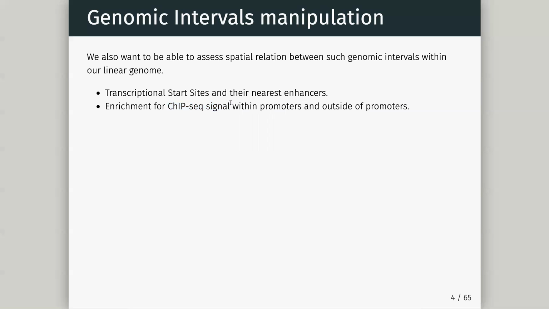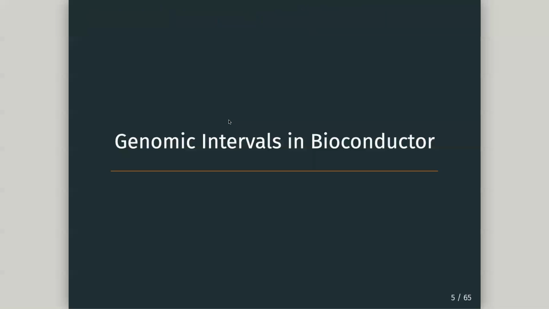We also want to assess, now that we have a linear genome, spatial relationships between such genomic intervals. That can be things like transcriptional start sites and their nearest enhancer, the distance, or maybe just any distance. We just want to find the nearest. This is an operation we can perform using genomic ranges. And just overlapping, say, our region of signal with known transcriptional start sites, that's a one-line thing in genomic ranges. But it's very powerful and important for us to be able to do it.